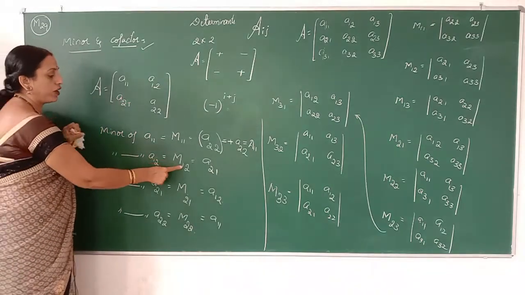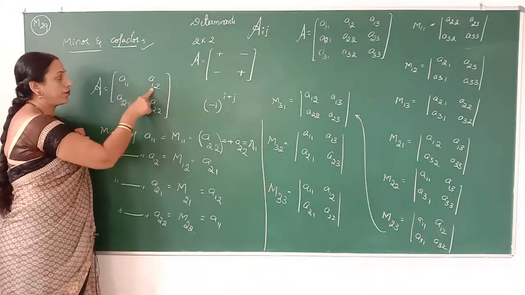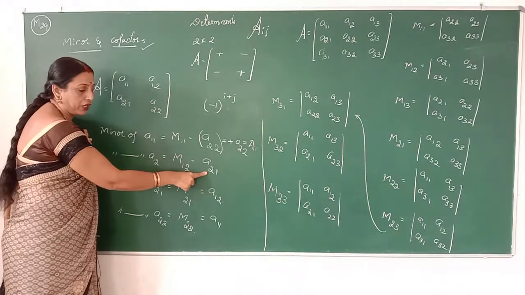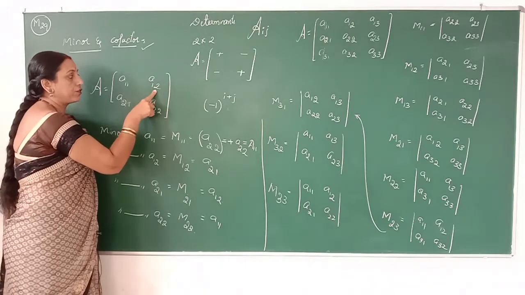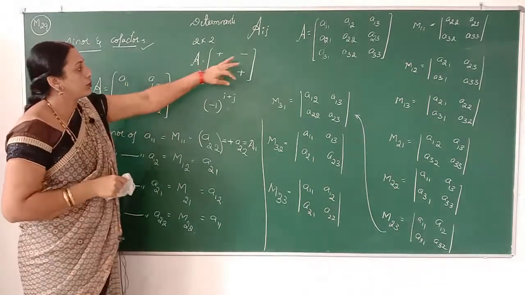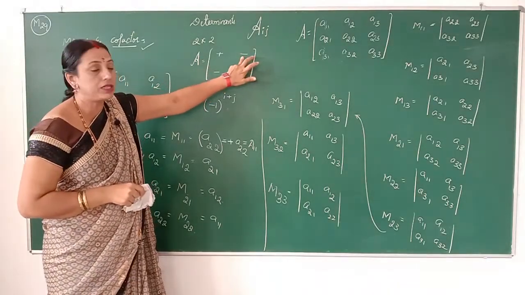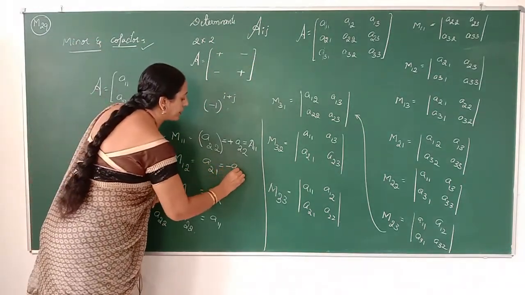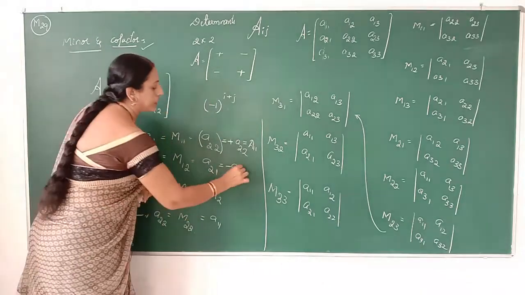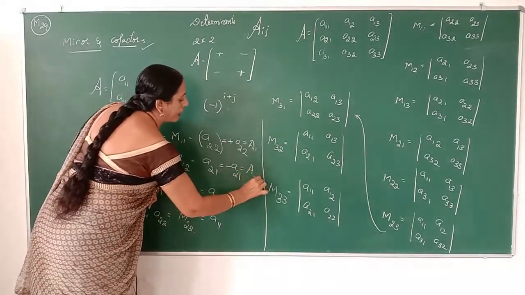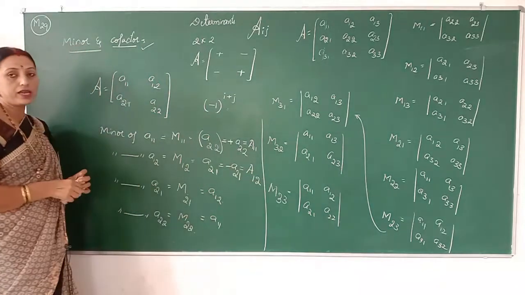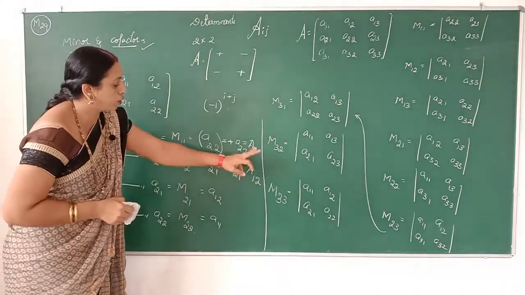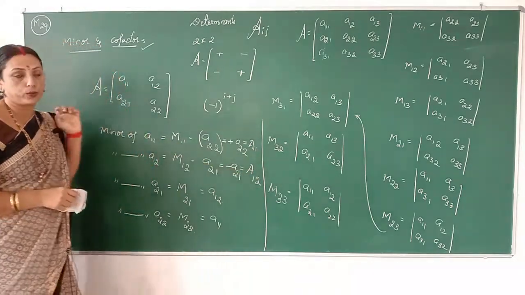Similarly, M12 means the minor of A12. The minor here is nothing but A21, and A12 is an element of the first row, second column. The corresponding sign of that element is minus, therefore it is multiplied by minus. It can be written as minus A21, which is denoted by capital A12. So minus A21 is the cofactor of A12.